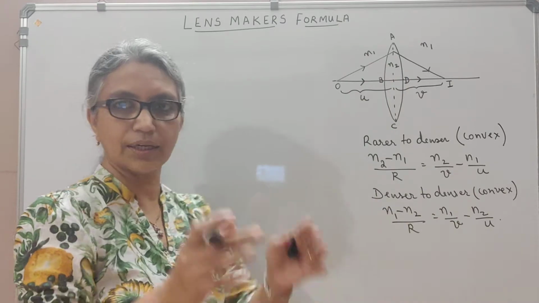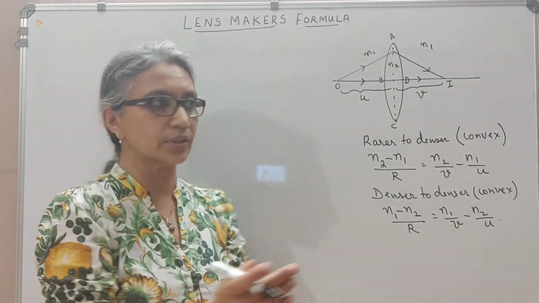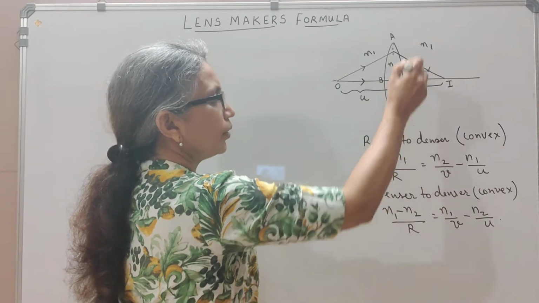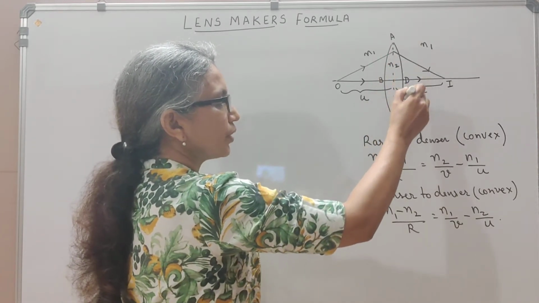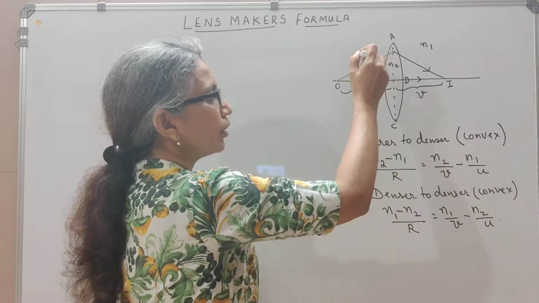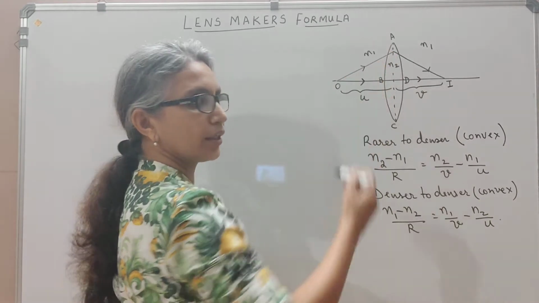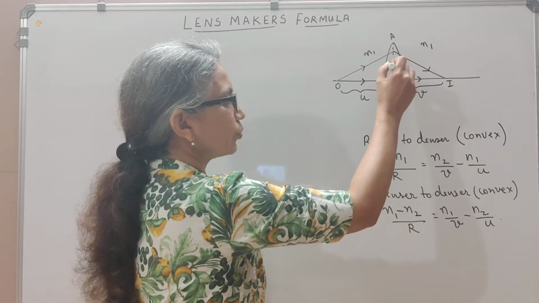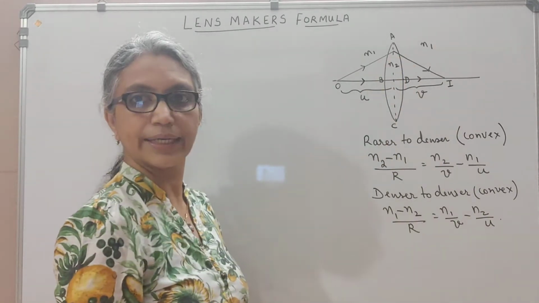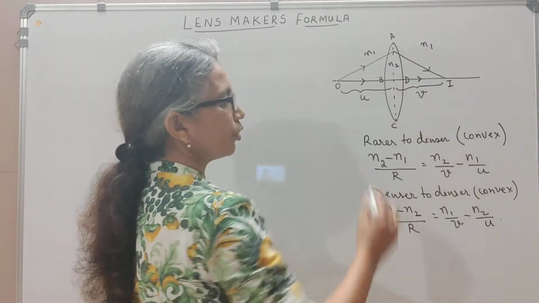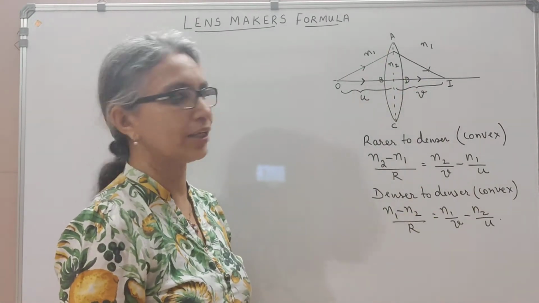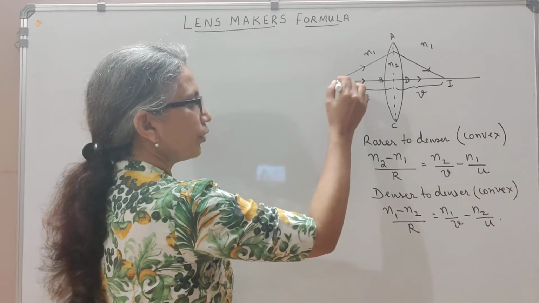As you know, a lens has two spherical surfaces. The first spherical surface is ABC here, and the second spherical surface is ABC. Here we have air, so I've taken that rarer medium refractive index as N1. Inside the glass lens we have a denser medium, so I took that as N2. And again the ray of light goes back into air, the rarer medium, so the refractive index is N1. The object is kept on the left side.